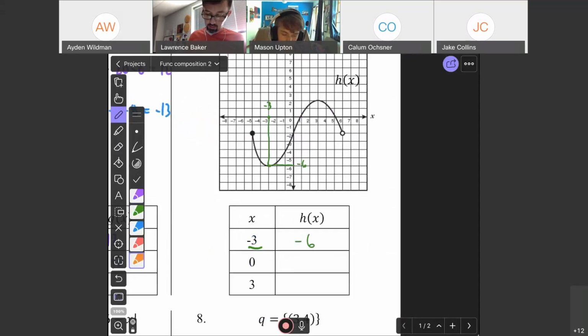So in the same way, 0. I go to where 0 is on the x-axis, go up or down until I hit the graph. So in this case, down again. And it looks like it's hitting right at -2. So if I was going to write out the coordinates at that point, it'd be (0, -2), right? Or this one would be (-3, -6). We're just identifying those points that are on that curve with those particular x values and then what their associated y value is.